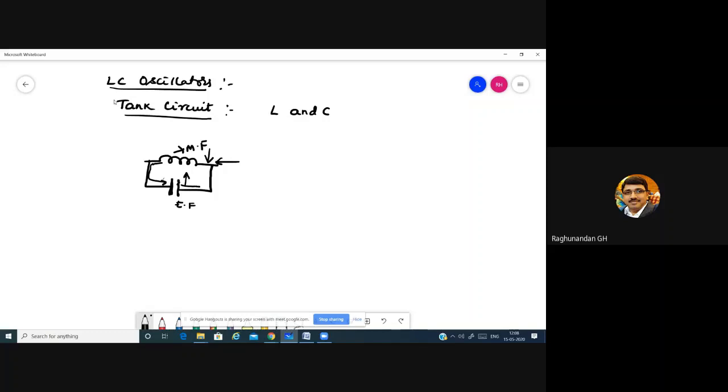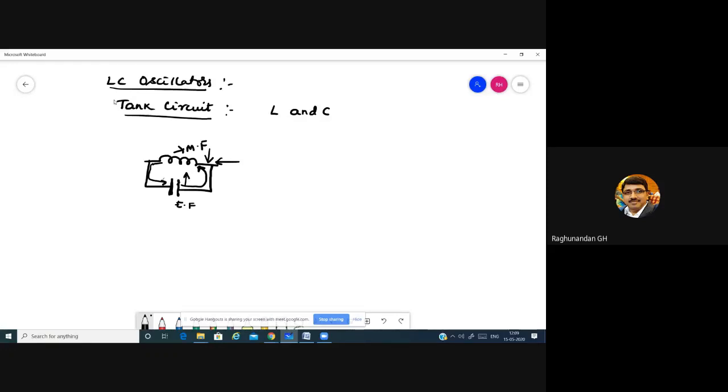The charge stored here is used to build the magnetic field again. So now this electrostatic field is getting converted again to magnetic. Again, the energy will be stored in this coil in the form of a magnetic field. So this process keeps on continuing: charging, discharging, charging, discharging. This process will keep on continuing.